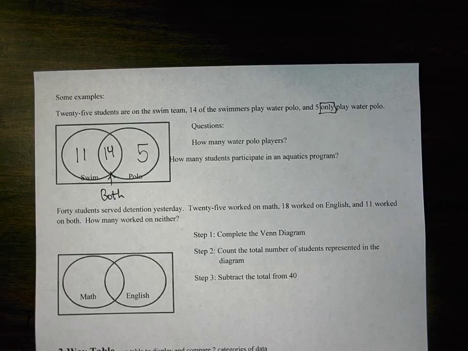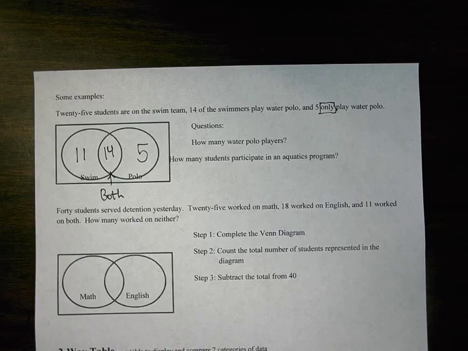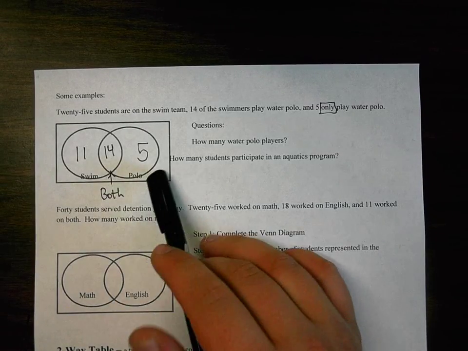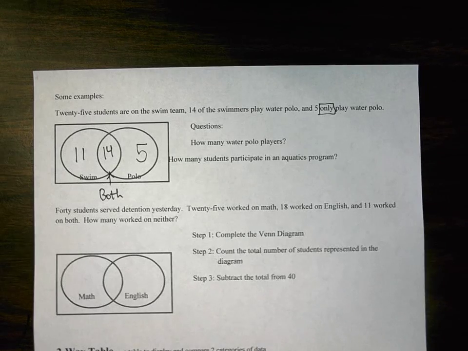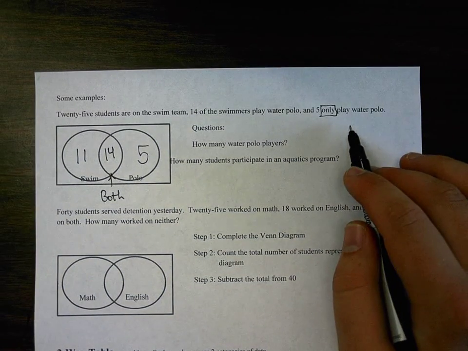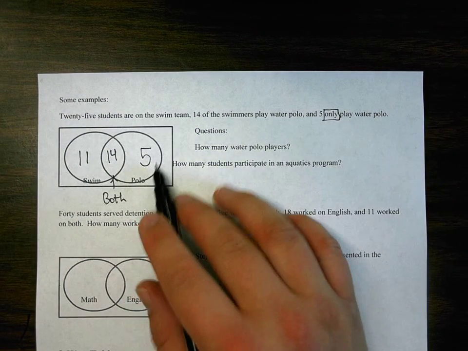Okay, so does that make sense? Usually on these Venn diagrams, you're going to be using addition or subtraction to take the given information and then figure out how many people are in one of these categories. So the given information here is that we have 5 who only play water polo, so 5 who are in this category who only play water polo.